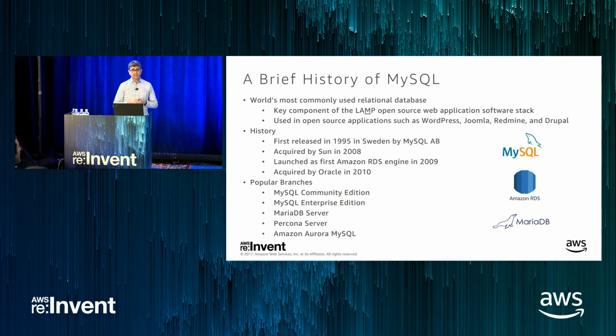In terms of actual history, there was a Swedish company, MySQL AB, that first released MySQL in 1995. Initially, MySQL came with a built-in storage engine called MyISAM. And then somewhere along the way, MySQL also supported other storage engines, including something called InnoDB. In 2008, MySQL AB was acquired by Sun. And in fact, in 2009, Amazon RDS, Relational Database Services, the platform for managing database engines, was first launched with MySQL as the only database engine. Today, RDS supports about eight or nine different database engines.